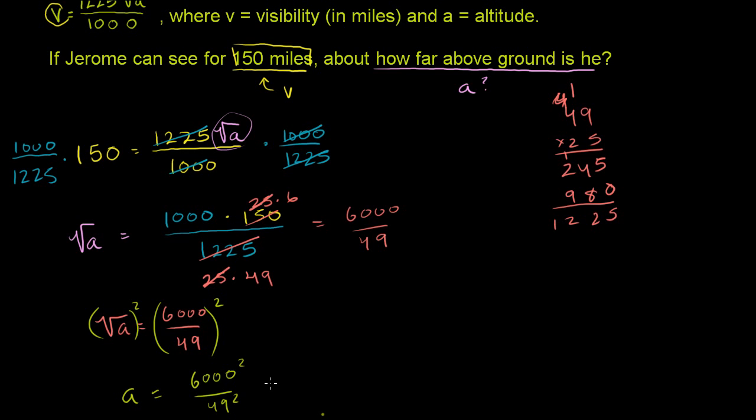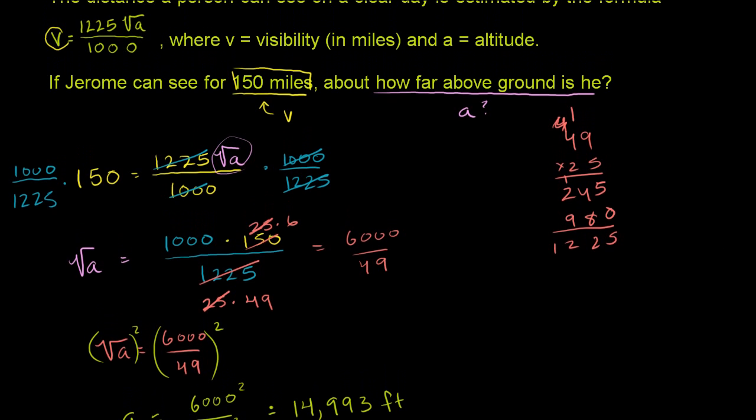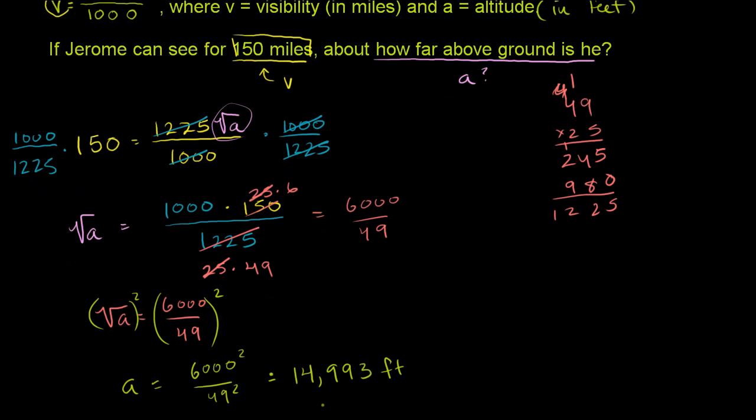So this is about 14,993 feet. I'm assuming that this equation is taking our altitude in feet. They didn't mention it here, but I'm assuming it's in feet, because that makes sense. If you can see for about 150 miles, it makes sense that you're about 15,000 feet in the air.